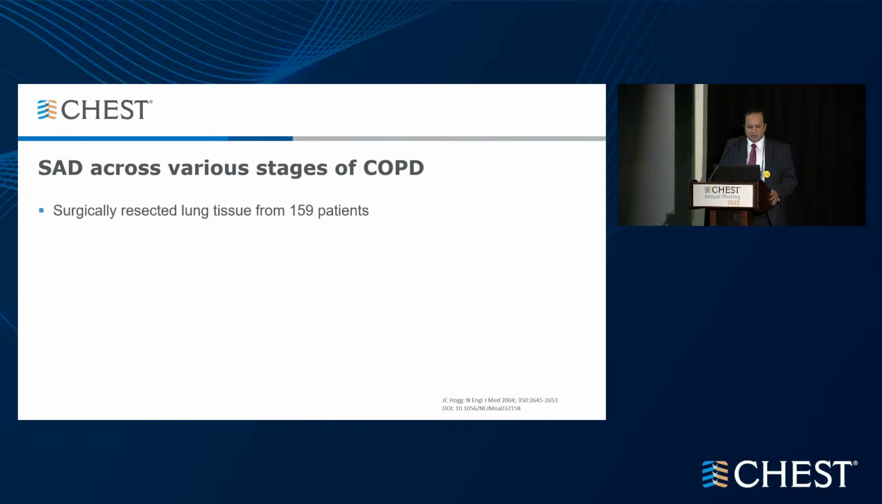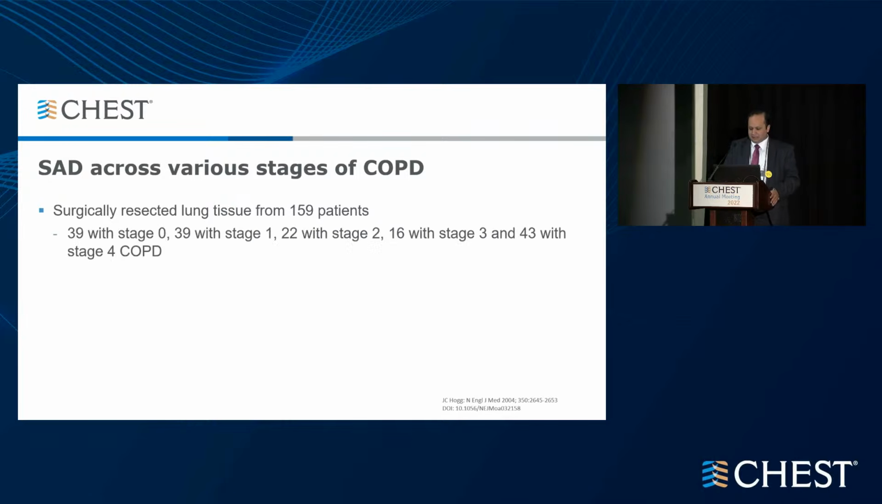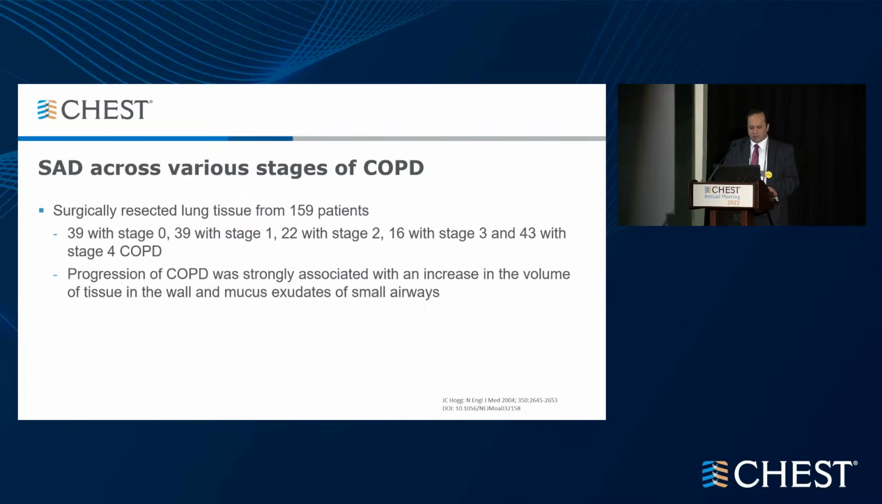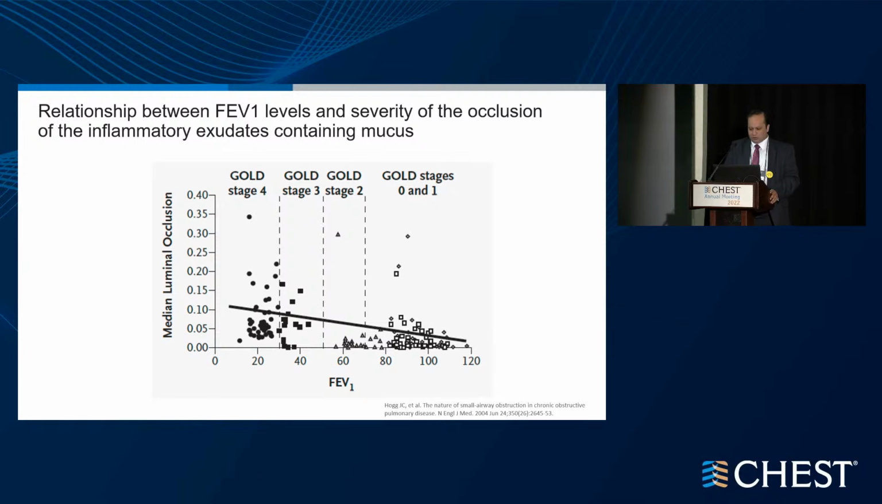What about small airway disease across various stages of COPD? This was a nice study by James Hogg, and he's done a lot of work in small airway disease. They looked at surgically resected lungs from 159 patients, from all different stages, and what they found was that progression of COPD was strongly associated with development of small airway disease. And I'm going to show some graphs here.